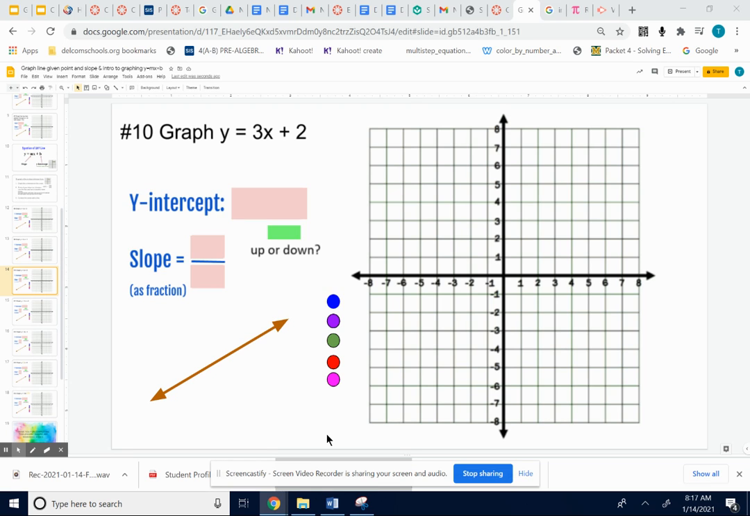Okay, let's look through problems 10 through 12 on this screen. We're graphing an equation of a line given the equation. Number 10 is y equals 3x plus 2.